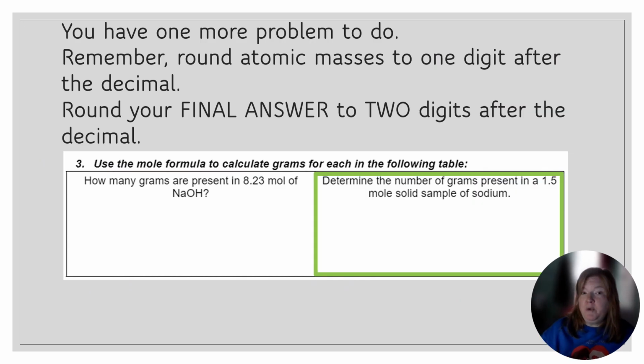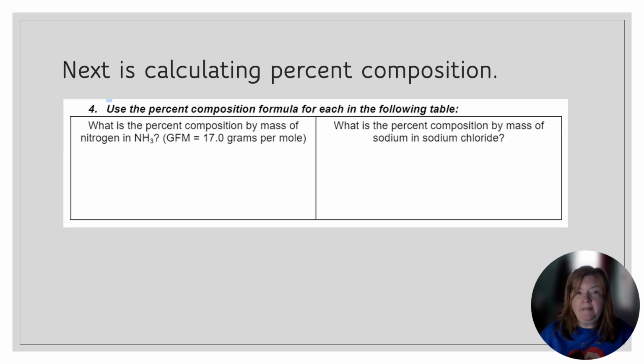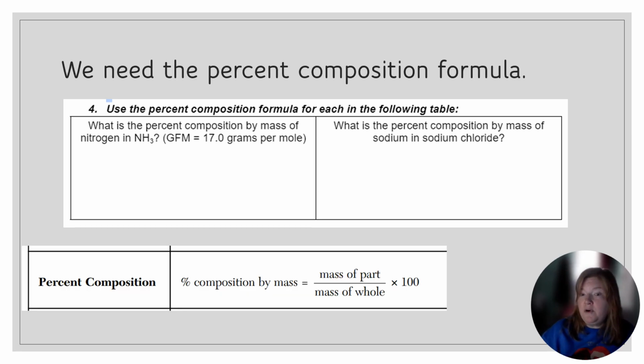I could add a 0 after a decimal and not change the value, just change how many digits there are. All right, you have one more problem to do. Remember, you're rounding atomic masses to 1 digit after the decimal, but your final answer to 2 digits after the decimal. All right, next is calculating percent composition. Okay. We have a different formula for percent composition, but it's also on the back of the reference table.